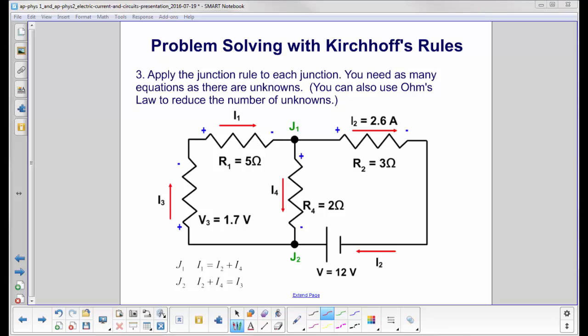Next, apply the junction rule. How many junctions do we have in this circuit? That's where 3 or more lines meet. Well, we have junction 1 up here, and we have junction 2 right here. So for junction 1, we have I1 coming in, and then I2 and I4 coming out. So I1 equals I2 plus I4. At junction 2, we have I2 coming in, we also have I4 coming in, and I3 coming out. So I2 plus I4 equals I3. Again, not too tricky just yet.